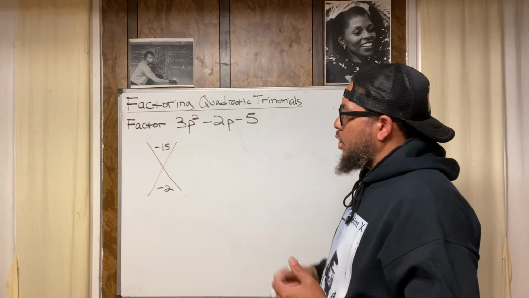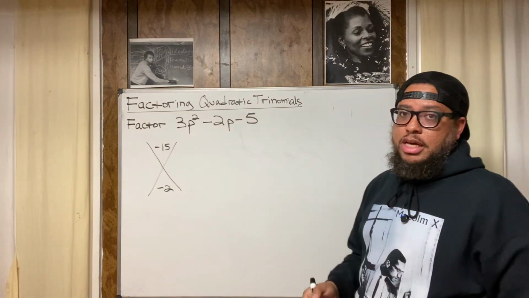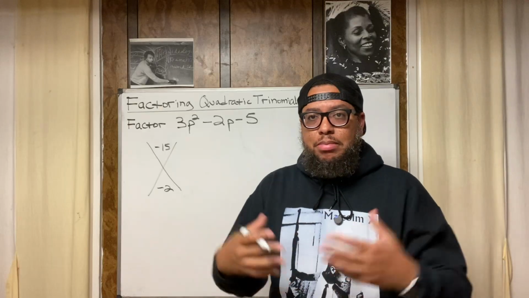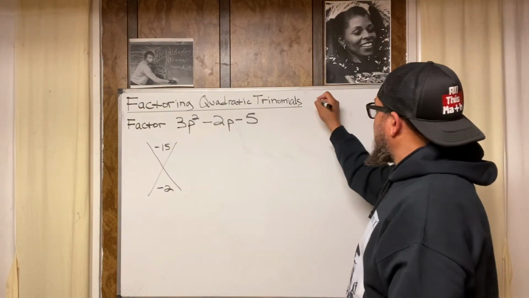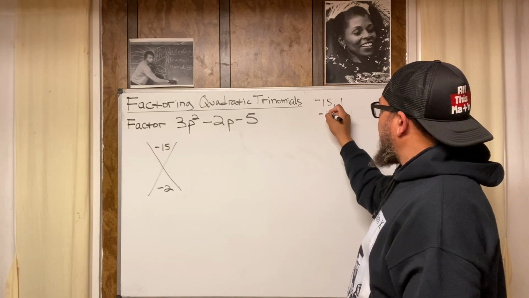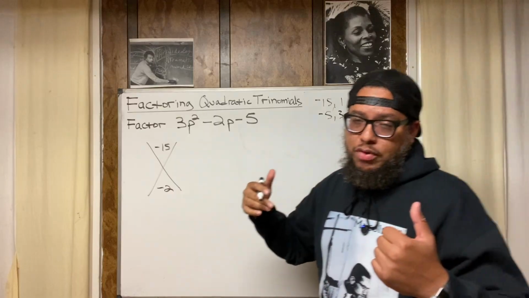But just in case, you may need to write down all the factors of -15. So what are the factors of -15? The pairs of numbers that multiply together to make -15 as a product. So I could say -15 and 1. I could also say -5 and 3. And that's really it, unless you switch the negative signs around, right?